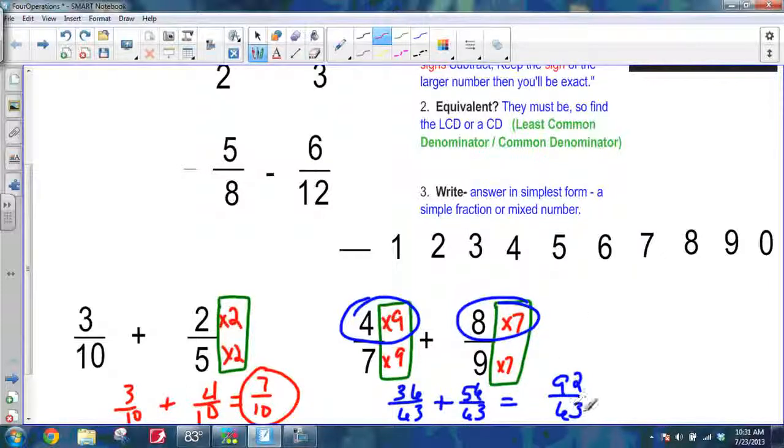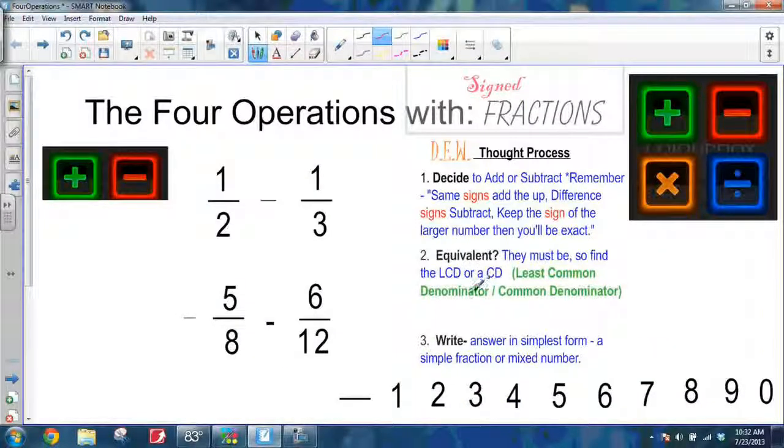So 63 goes into 92 one time, leaving us with 29. And that's over 63. So this is already simplified. There's no common factor between 29 and 63. So this is our answer in simple form. And that's the 4 operations with signed fractions covering addition and subtraction. Remember the do process: decide, equivalent, write.